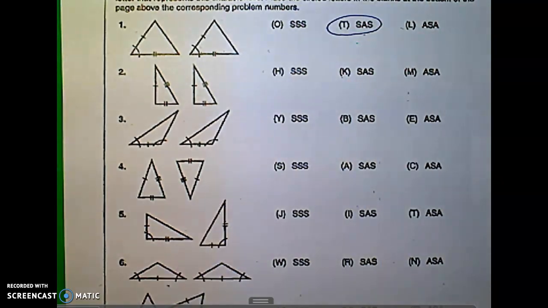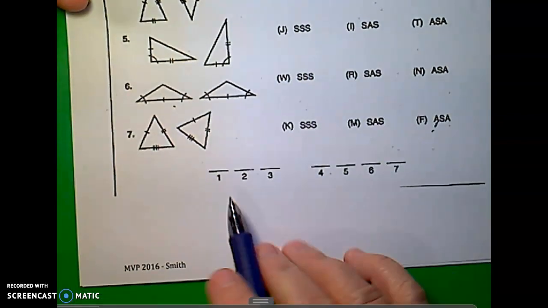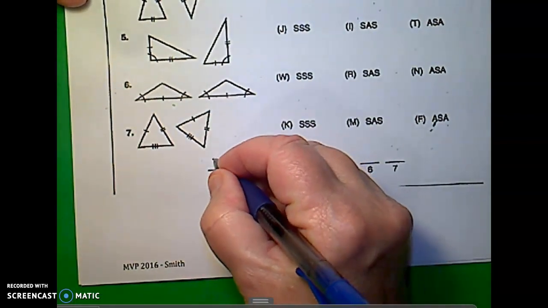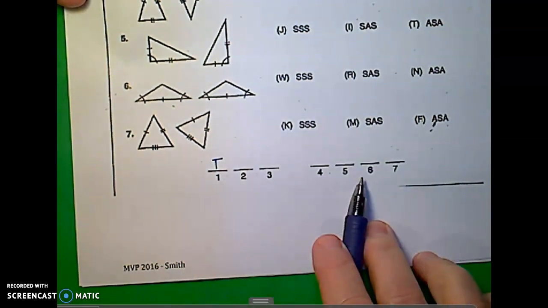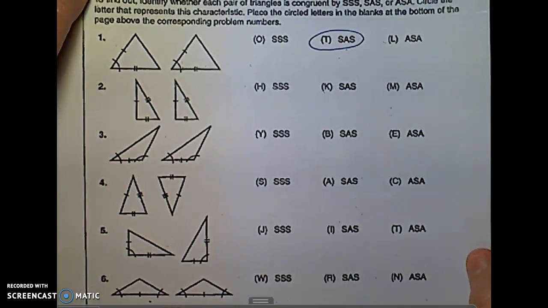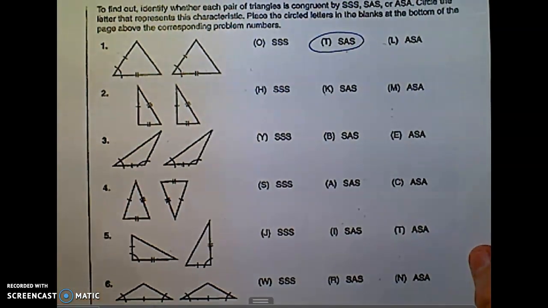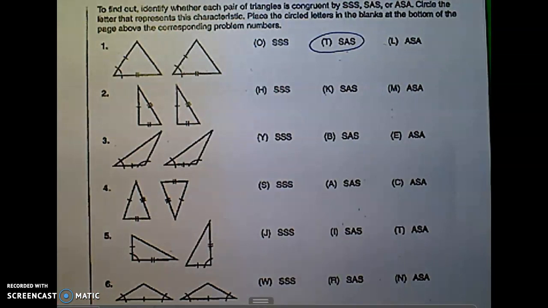Okay, so the first answer for number 1 is T. And the way the puzzle works, we go down to here, number 1, and we'll put a T. Actually, I would save the puzzle answer until after all of these are done. Makes it more interesting. Okay, so make sure when you're going around the picture, you start in one location and then just move around without skipping any unmarked angles or sides consecutively.